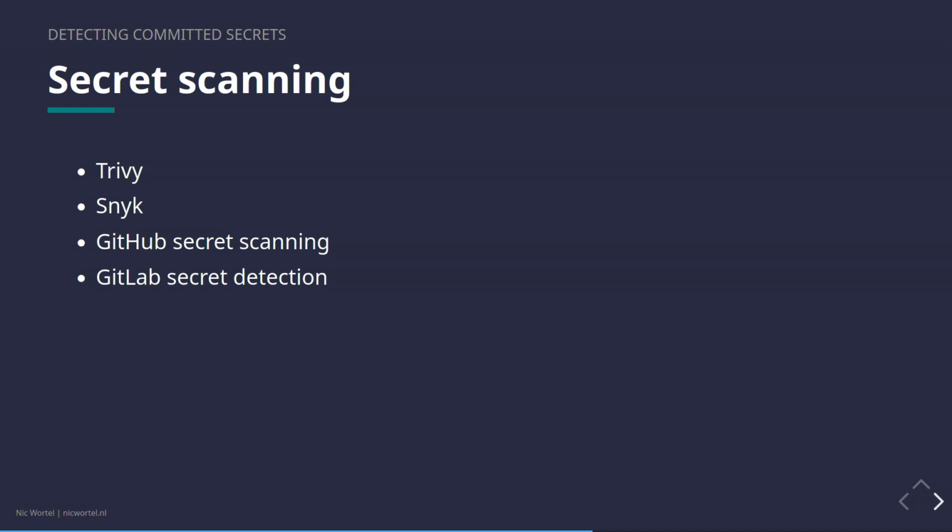The first two, Trivy and Snyk, you can just run from the command line. The other two, they run in your GitHub or GitLab. And in some cases, they can even invalidate the secret. So if you commit an AWS key, the AWS key automatically gets invalidated and it will not be able to be abused anymore. This is not really PHP specific, of course, but I still wanted to mention it because we also deal with secrets and it's good to secure those.